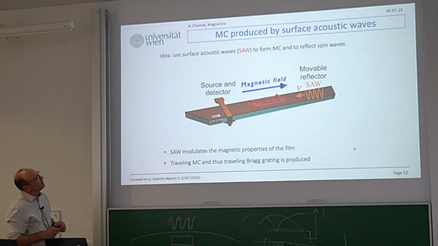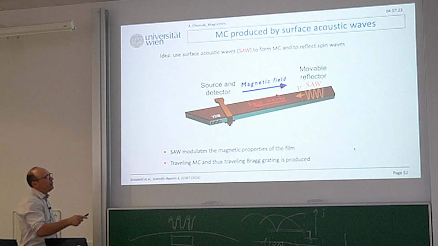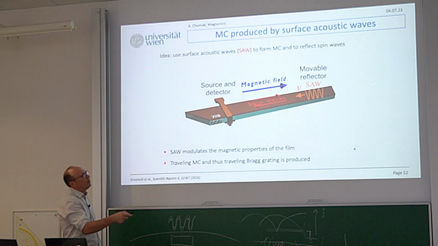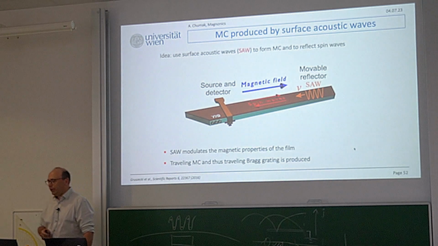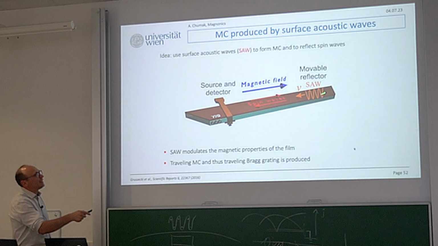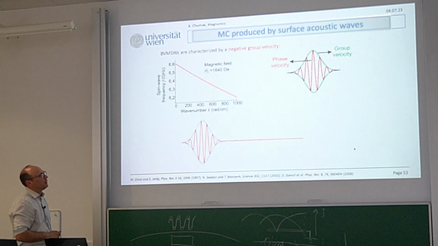The idea is very simple. We have only one antenna. Oh, okay, a second also can be. We excite spin waves, and from this side we excite a surface acoustic wave. They interact, so the surface acoustic wave works as a scatterer for the spin wave, and it propagates backwards.